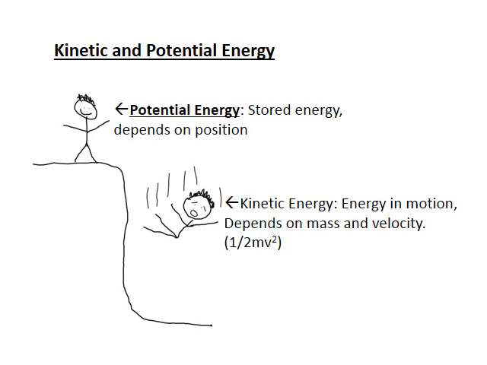Potential energy is stored energy, and it depends upon the position of the object, or in this case, the stick figure. Kinetic energy, on the other hand, is energy in motion, and it depends on the mass and velocity of the object. The exact equation is 1/2 mv squared, 1/2 of the mass times the velocity squared.